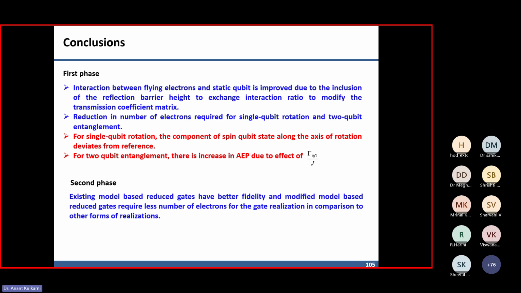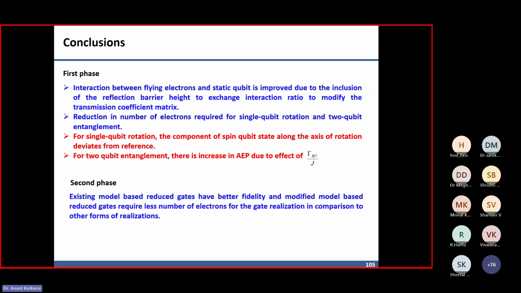The first phase is the interaction between flying electrons and static qubits, which is improved due to the inclusion of the reflection barrier height to exchange interaction ratio to modify the transmission coefficient matrix. Reduction in the number of electrons required for single qubit rotation and two qubit entanglement. For single qubit rotation, the component of spin qubit along the axis of rotation deviates from the reference. It has to be stable there, but because of the interaction effect, it doesn't. For two qubit entanglement, there is an increased error possibility due to the effect of the ratio.